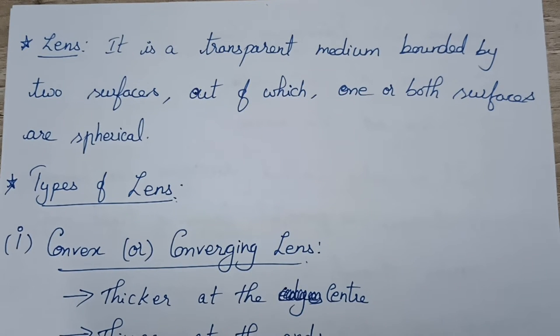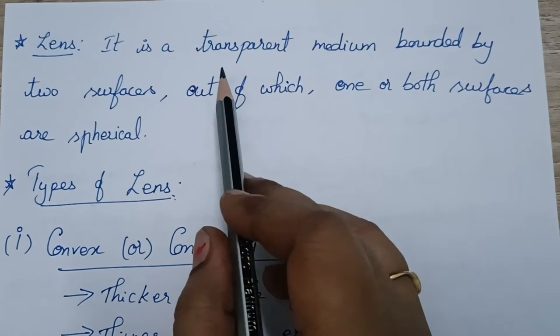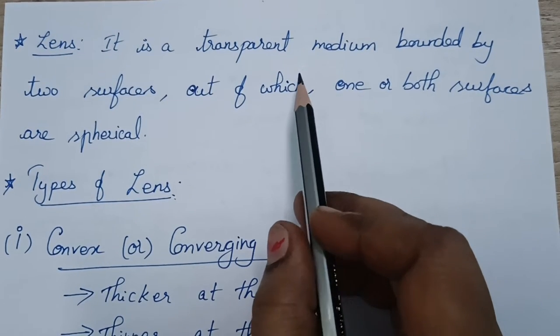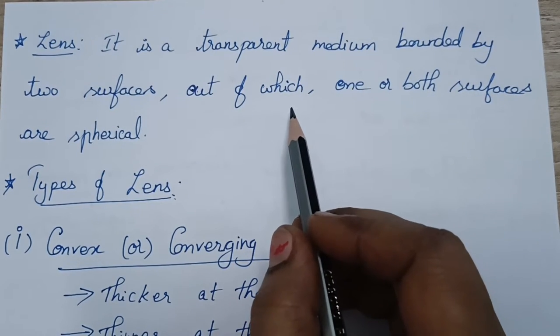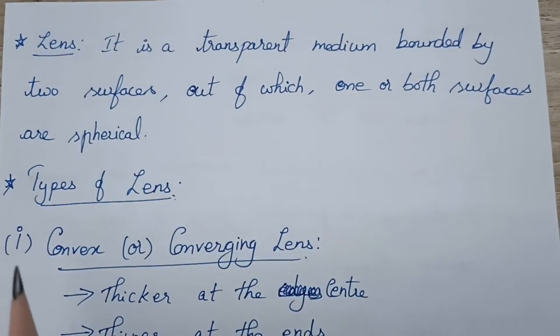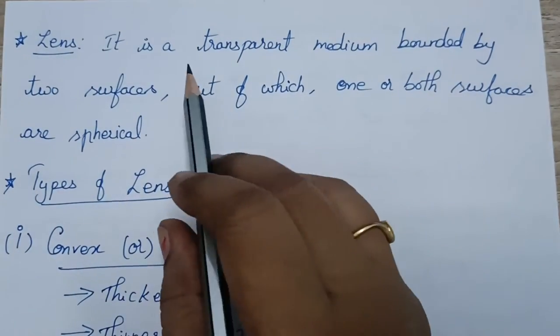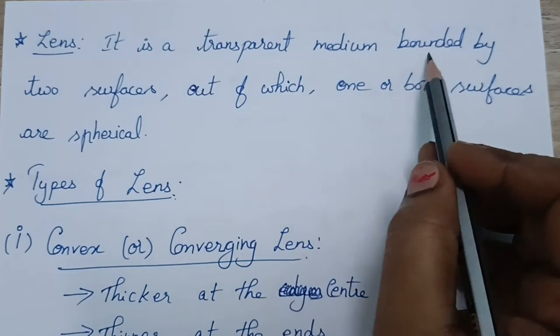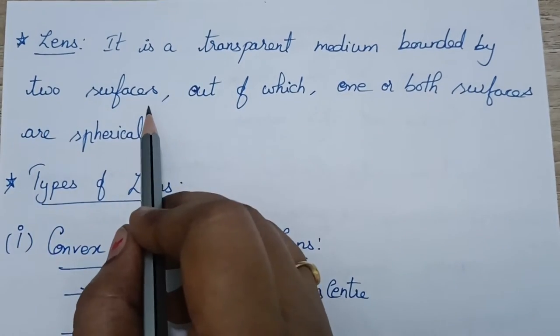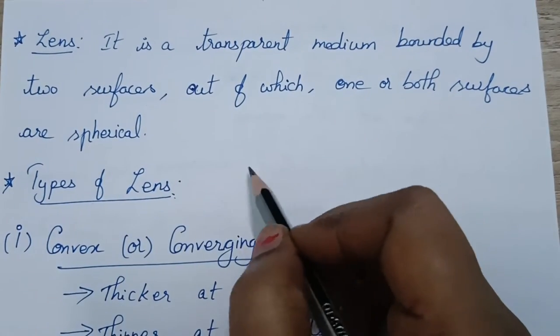Okay, first we'll see what a lens is, what it is made of, and then the types of lens and terminologies related to the lens. So what is meant by lens? A lens is a transparent medium. Only when it is a transparent medium will light refract and pass through it, right? It is a transparent medium bounded by two surfaces.